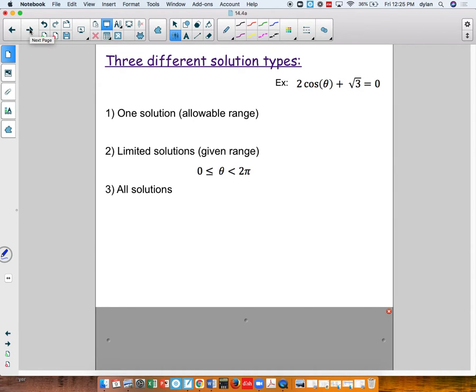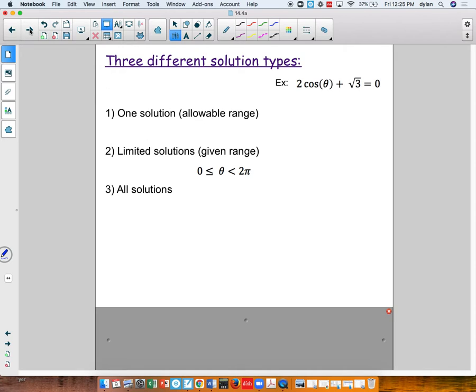All right, so we're going to look at solving basic trigonometric equations, but before we do that, we need to talk about the different possibilities for solutions. There's three possibilities here. One possibility is that you might have a single solution, and that single solution has to fall within the allowable range for the inverse trig function that you will use when you solve the equation. The second is that we might have a limited number of solutions based on the unit circle itself.